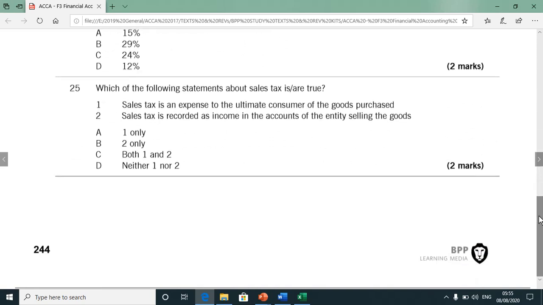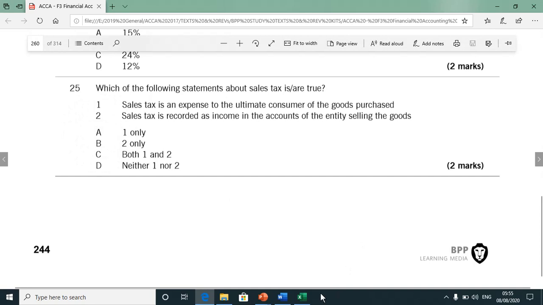Question 25 says, which of the following statements about tax is or are true? 1, sales tax is an expense to the ultimate consumer of the goods purchased. That's correct. Then 2 says sales tax is recorded as income in the accounts of the entity selling the goods. No, it's not. That belongs to the government. So 1 only, and the answer, of course, is A. No need to waste time on that.